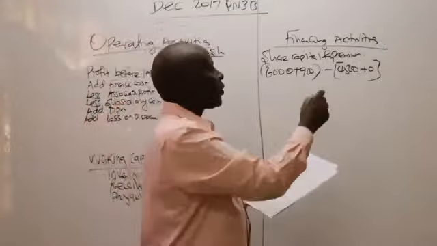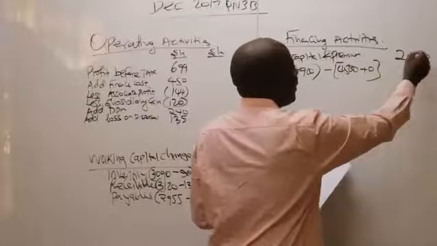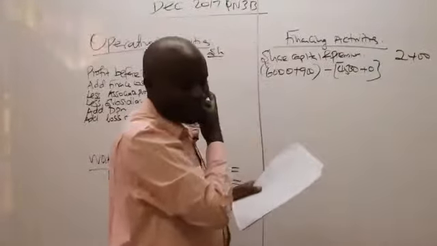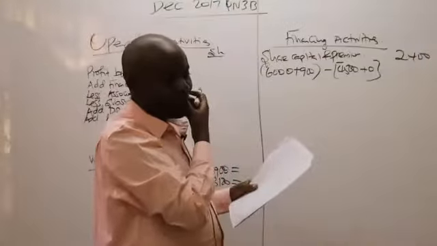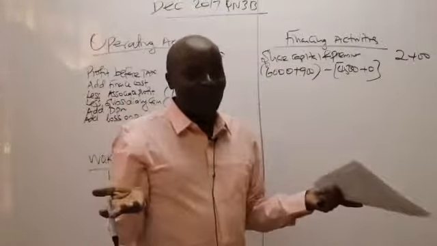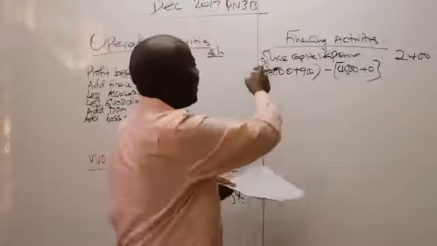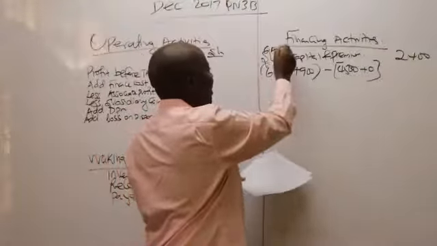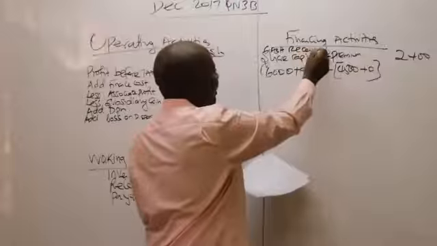2,400. So is it cash, is it positive or negative? If it is positive, what does it mean? We received money. So you must have issued new shares. So you can mention here, this is cash received, like that.